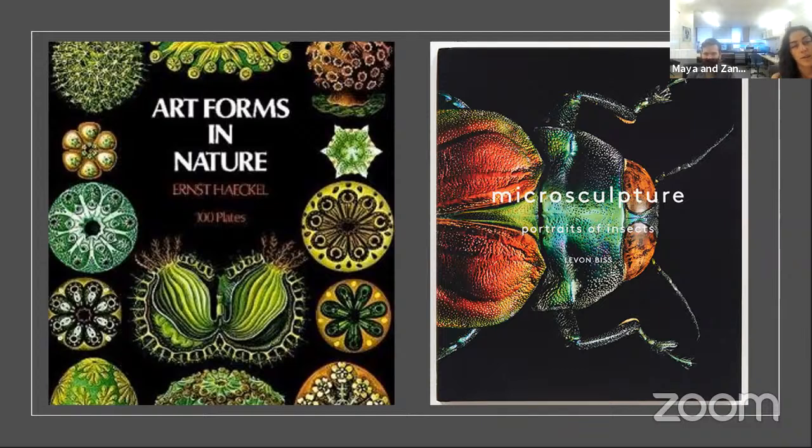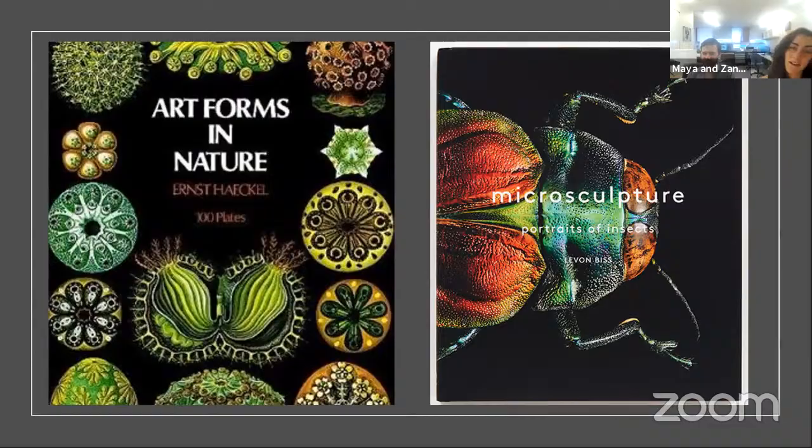And then on the right is Microsculpture by Levon Viss. He does similar work to what we do, except we strive to be more like that, because he does these incredible images of various insects with such incredible detail on these beautiful black backgrounds. I highly recommend checking out these books, and hopefully we could do something similar to it one day.